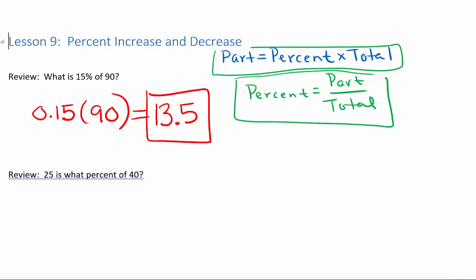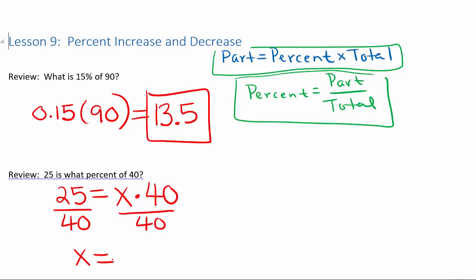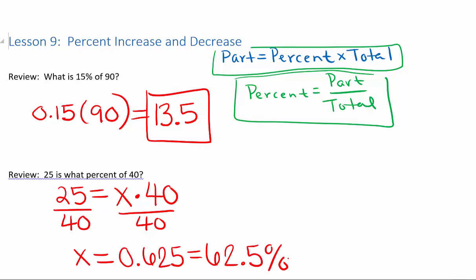Now, if I want to find the percent, 25 is what percent of 40? We can use that same equation. 25 is the part. The unknown now is the percent. 40 is the total. To solve this equation, I would divide both sides by 40. 25 divided by 40 is 0.625. As a percentage, we move the decimal 2 places to the right, and I get 62.5%.